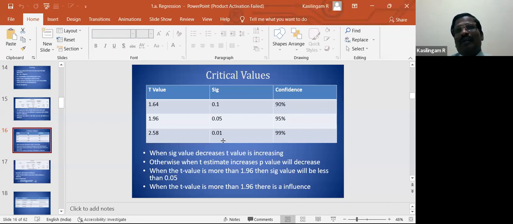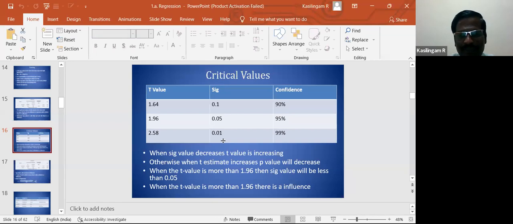Now, normally we will have one rule. When the significant value is less than 0.05, we will reject the null hypothesis, H naught. You can write it down now, otherwise I will tell it again many times. When the significant value is less than 0.05, reject the null hypothesis. Now you have to tell the same statement by looking at the t value.